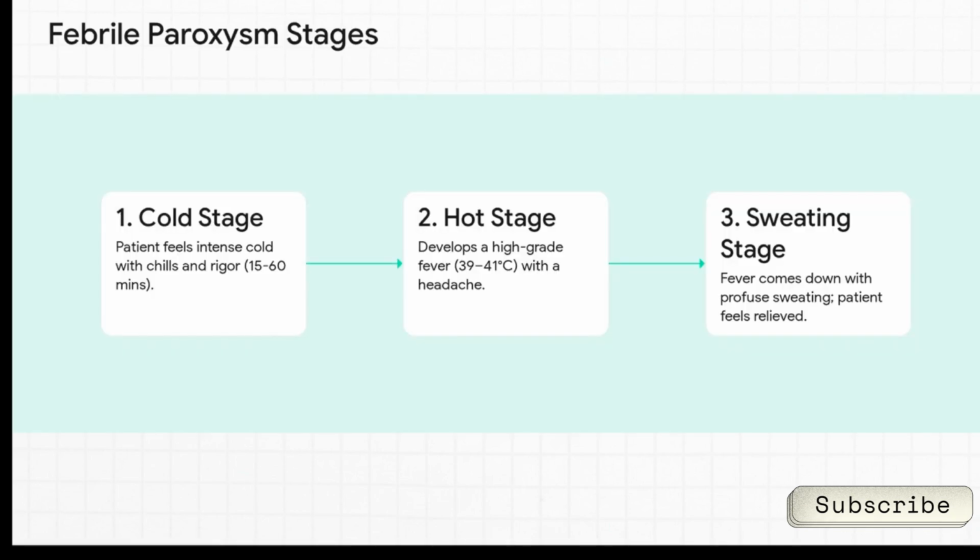And that fever spike, the febrile paroxysm, it follows this really dramatic 3-act play, and it's all timed to when the red blood cells burst open. It starts with the cold stage, the patient is freezing, shaking uncontrollably. Then comes the hot stage. The fever skyrockets, they have a pounding headache, and their skin is burning up. Finally, the sweating stage. The fever breaks, they start sweating buckets, and they feel exhausted, but for a little while relieved, until the next wave hits.